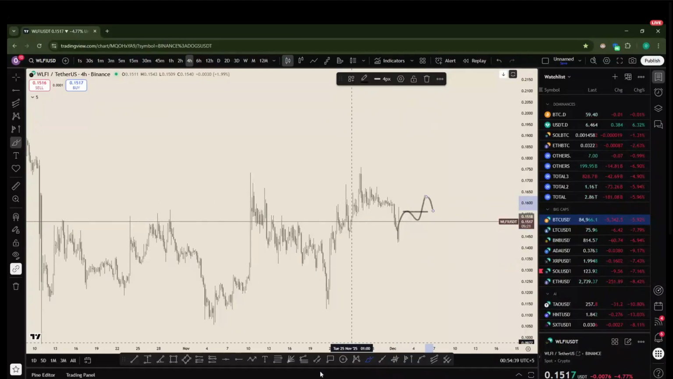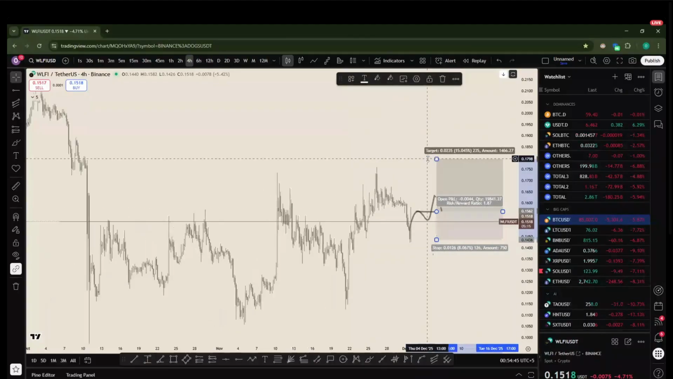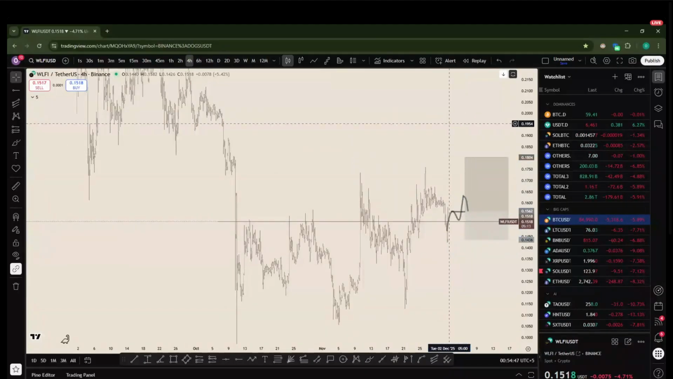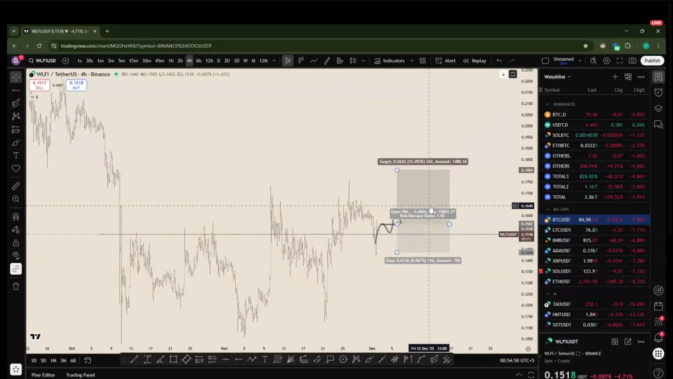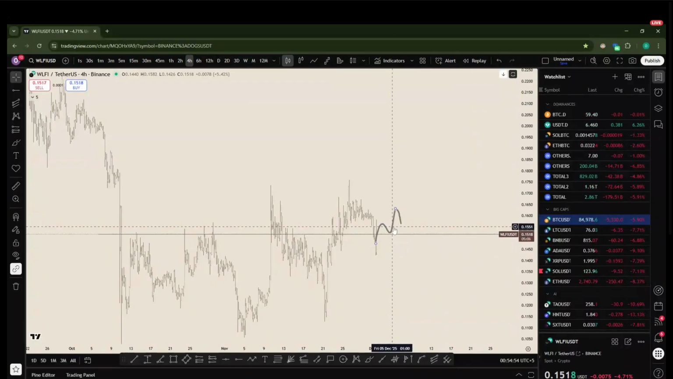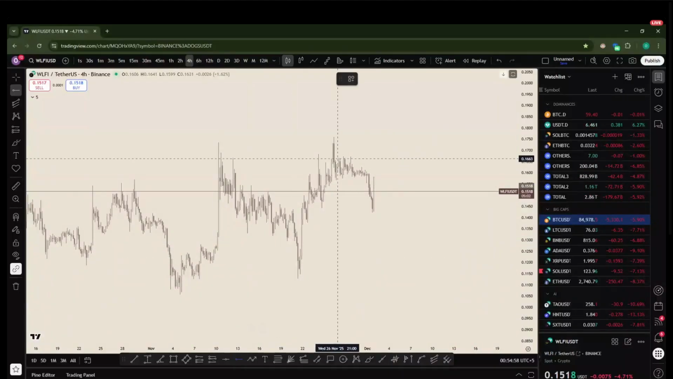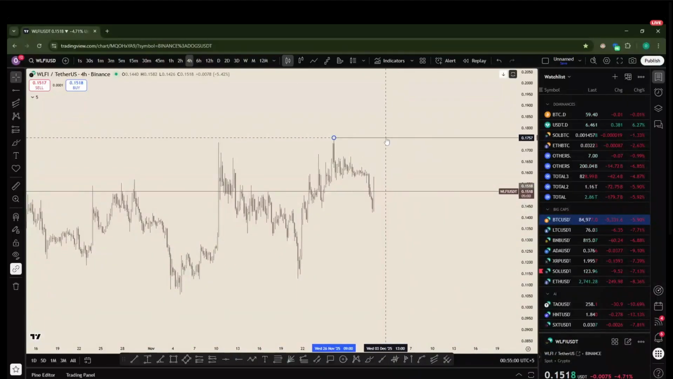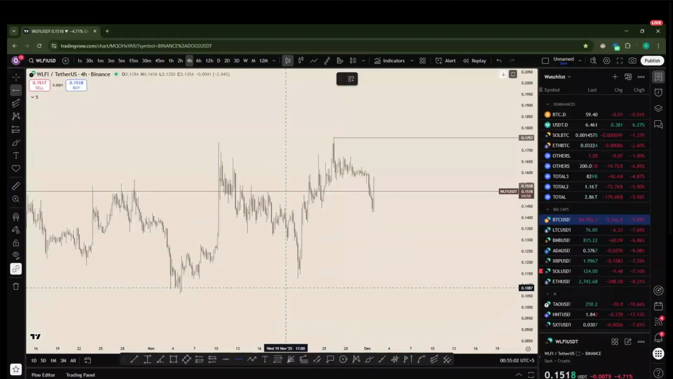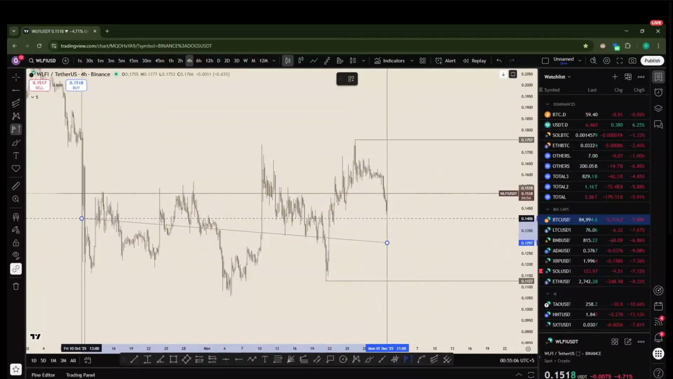Then on the retest of that structure, we can look for entry, something like this, and we can target this high. So it would be a 1.92 R trade. Not exactly the greatest trade of my life, but you can try if you want. But overall, for me, that's the range which I'm looking at.